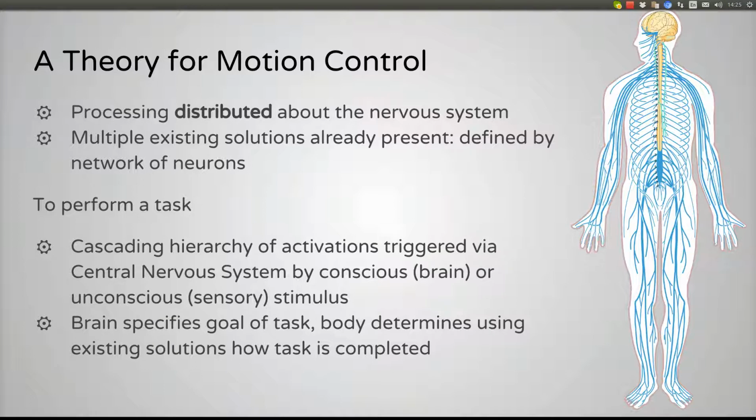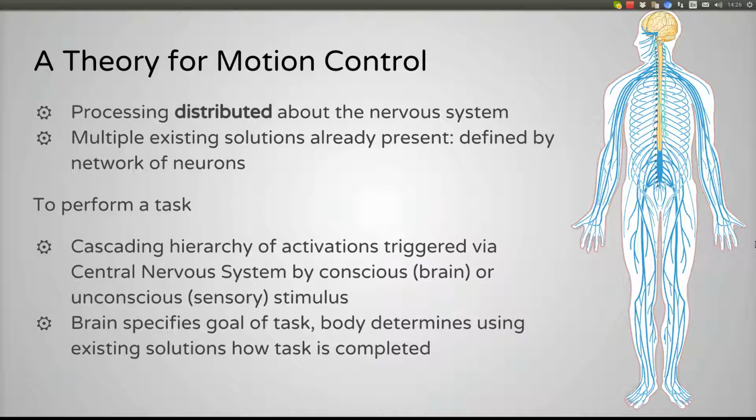So a theory of motion control is instead to say that the central nervous system is responsible for issuing the instruction, but the processing of the action is distributed about the rest of the nervous system. So in the figure, there's the brain and the spine here in yellow would represent the central nervous system, and the blue cables or blue connectors are the rest of your nervous system, which are all ultimately connected with your muscles. So the idea is that there's effectively a cascading hierarchy of activations which trigger via the central nervous system, and I'll talk about what it triggers in a second.